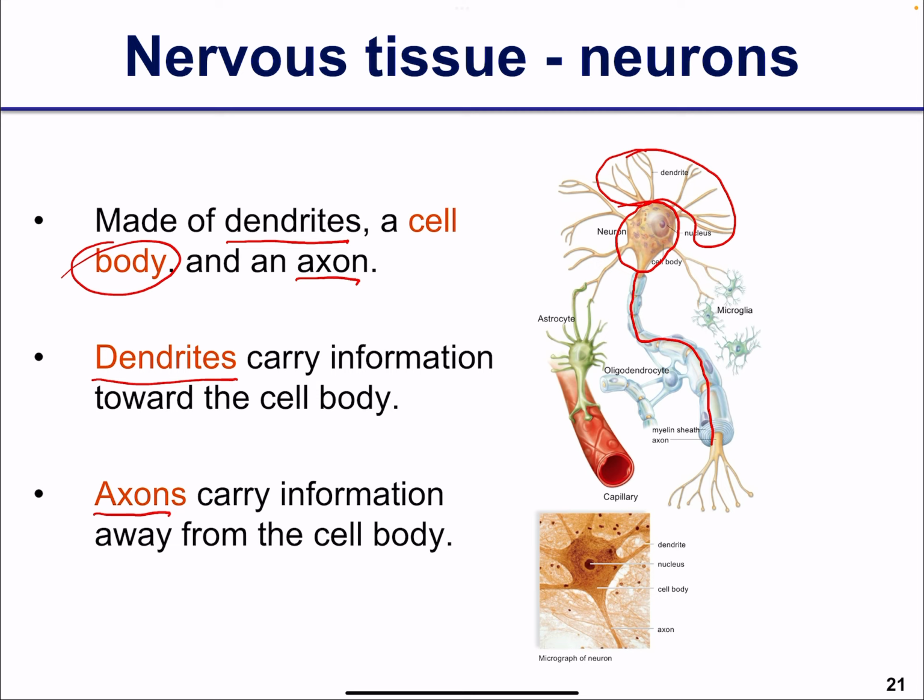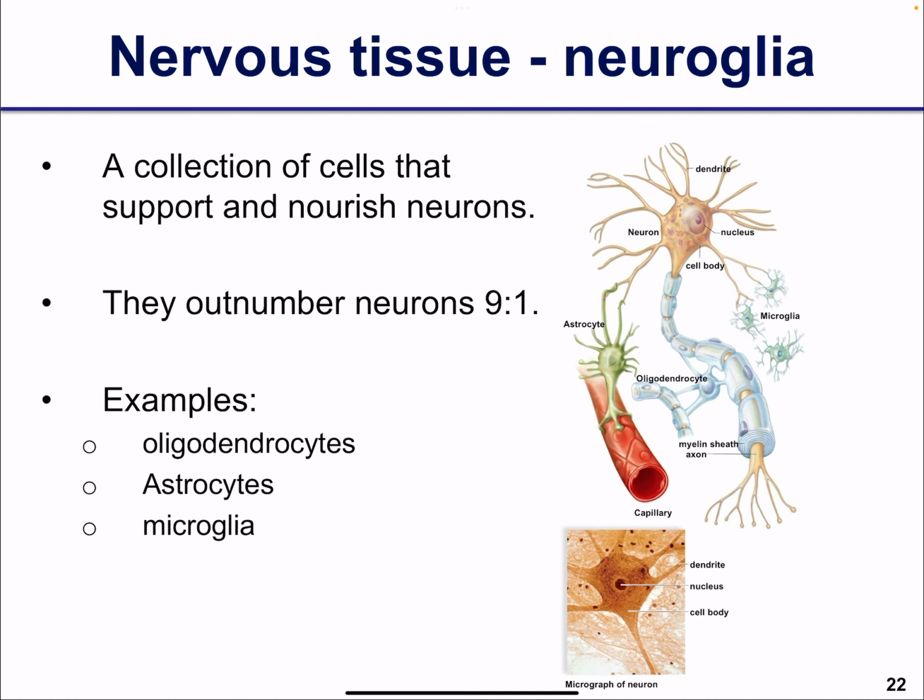Very important to remember the different parts of the neuron and the role of dendrites and axon. I will bug you with that. Now, how about the neuroglia? The neuroglial cells are essential in providing support to neurons and to nourish the neurons. They are providing also protection to the neurons.